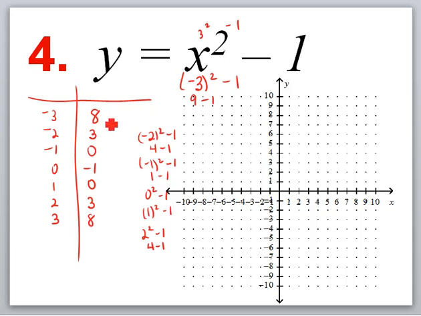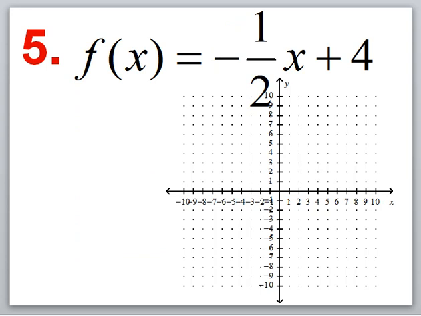Graphing this ordered pair right here gives me -3, so I went over -3 and up 8. Graphing this one right here, -2 over, -2 up 3. Then I have -1, 0; 0, -1; 1, 0; over 2 up 3; over 3 up 8. So there is my U parabola.